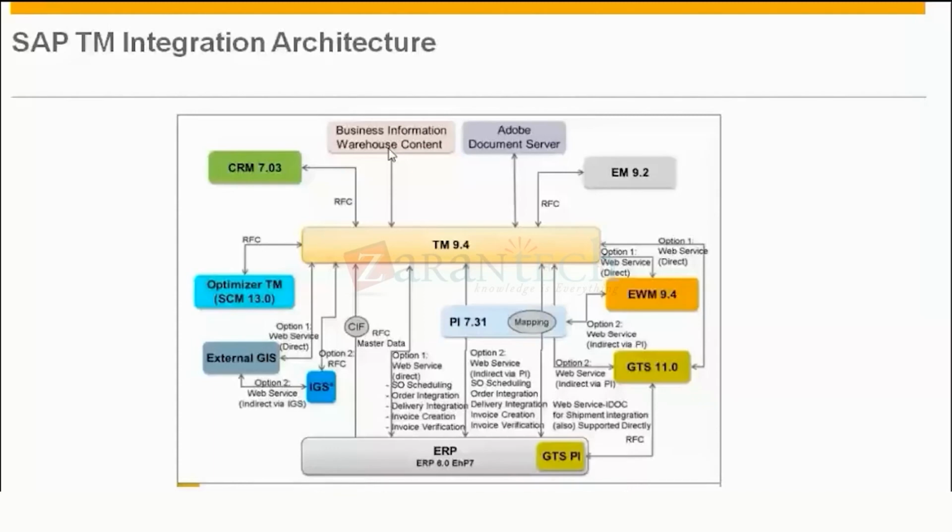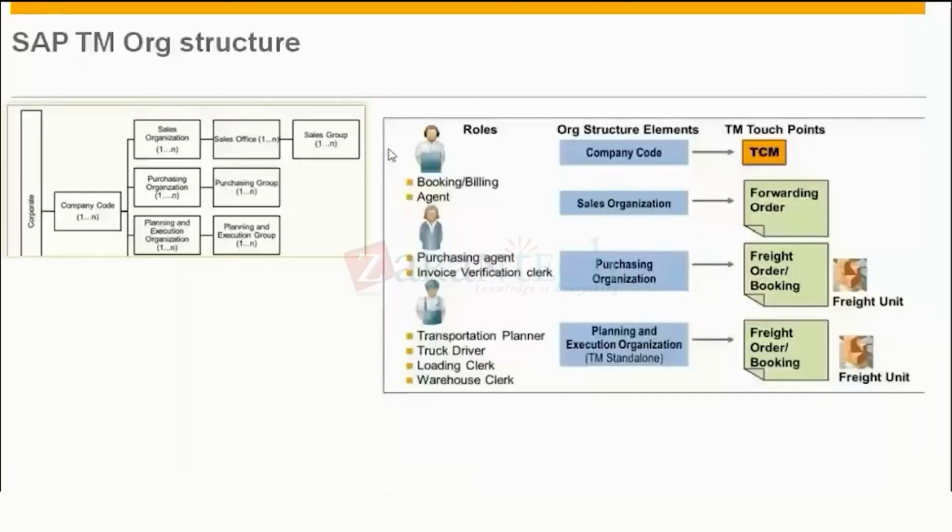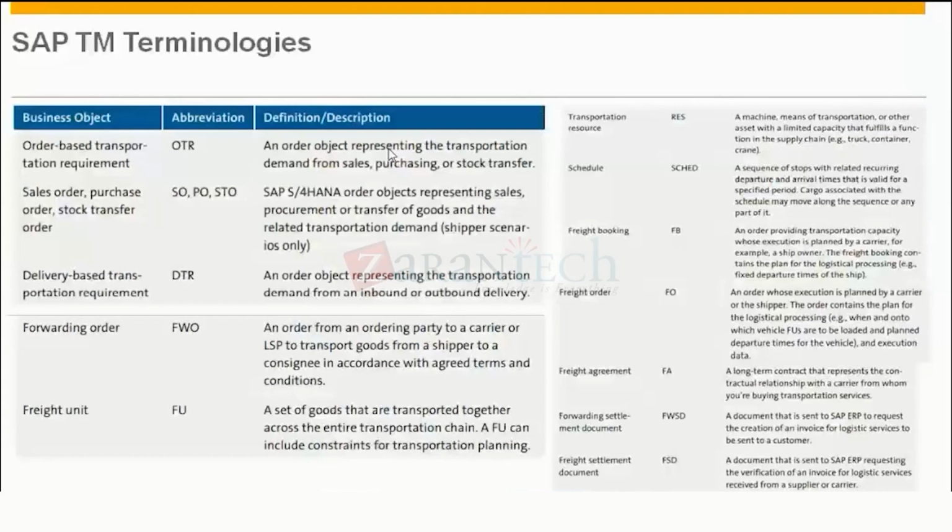Because tomorrow onwards we start with the org structure. So there is a slide called terminology. Why have I included this slide? Because we are all from an ECC background, so it's very important that it sticks in our mind what those particular business objects do. When I say business objects, I mean the objects where the different transactions take place. So there are a lot of business objects in TM.